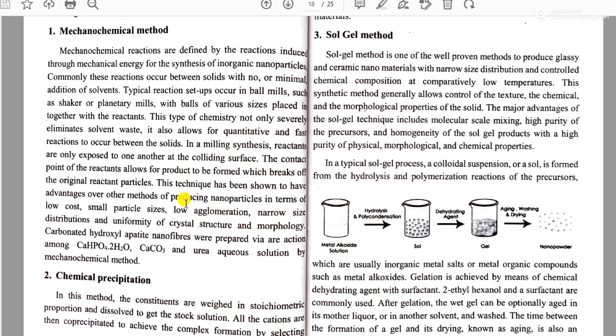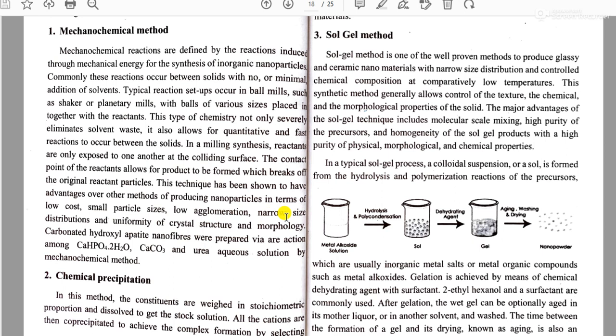So these are the advantages. These techniques have the following advantages over the other techniques. First is the low cost. The cost is very low. Then small particle sizes. So we are able to obtain nanoparticles smaller than 50 nanometers through this ball milling technique. Then low agglomeration, that is the nanoparticles formed will not agglomerate together and will not join together and form larger particles. And then narrow size distribution.